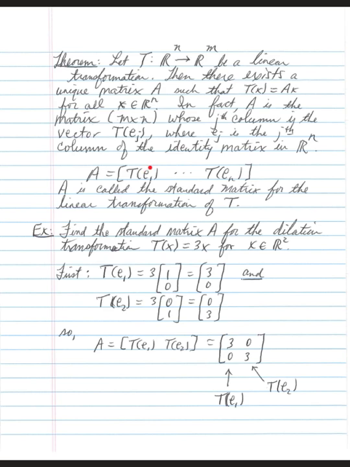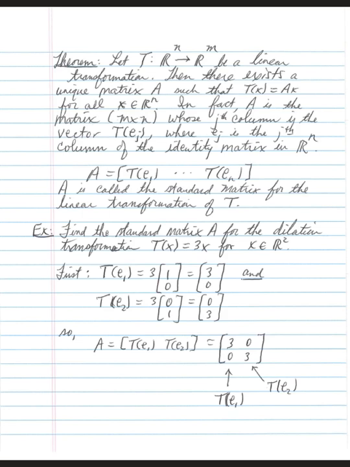Matrix A will be the linear transformation of all of those vectors, depending on size. A is called the standard matrix for the linear transformation of T. Standard matrix for the linear transformation of T.